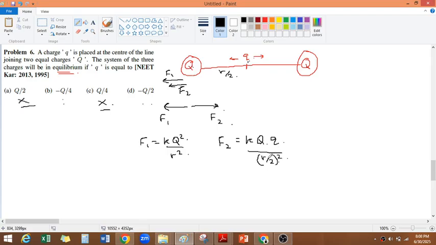R by 2 the whole square. Simplify this. So you have to equate this and this. F1 has to be equal to F2. So that means K cancels. R squared cancels. Q cancels. So I have Q here. 4 will go to the top, so 4 comes here. So it will become Q by 4. But I already told you it has to be a negative charge. So that means this is my correct answer.